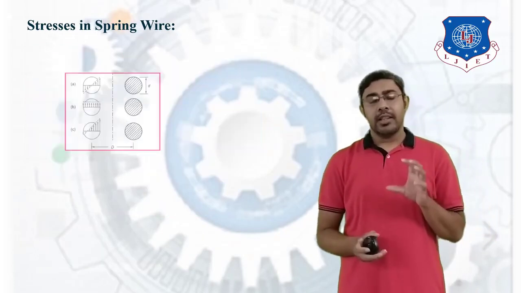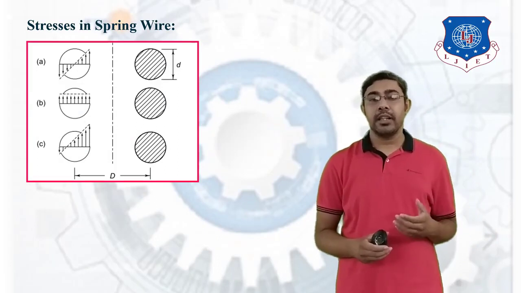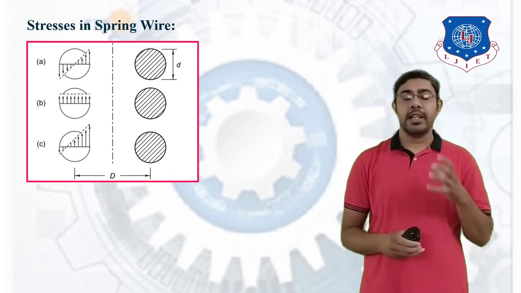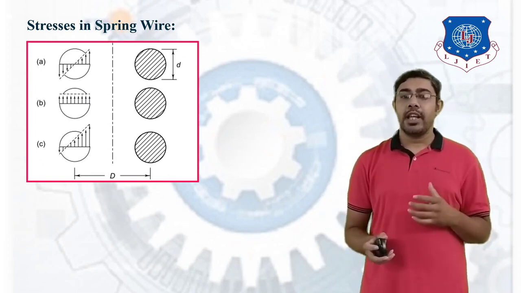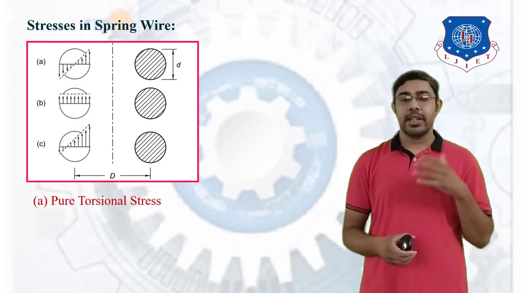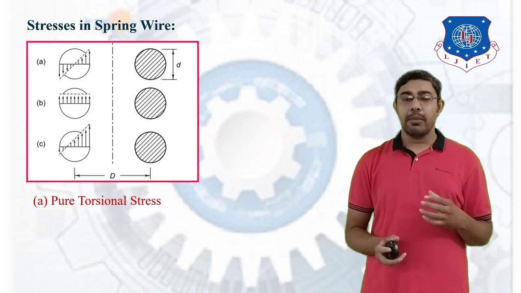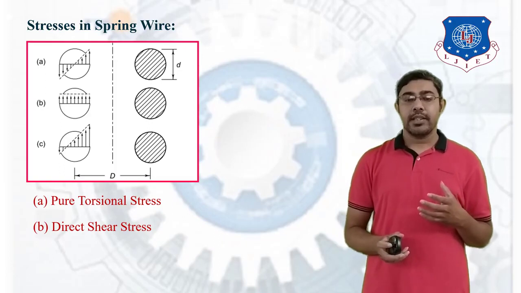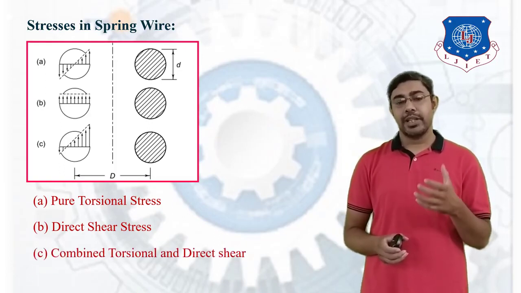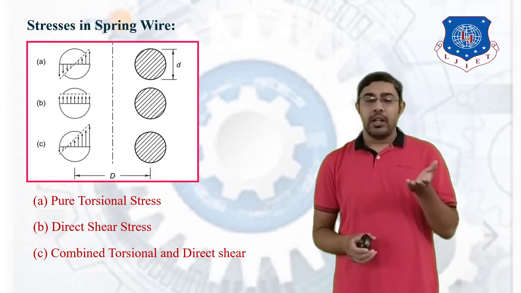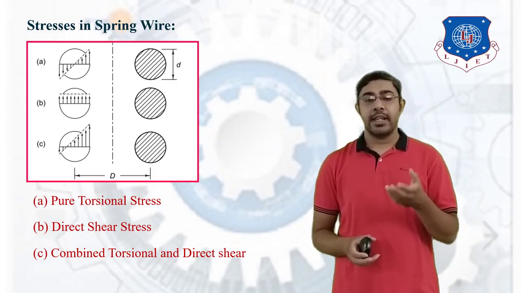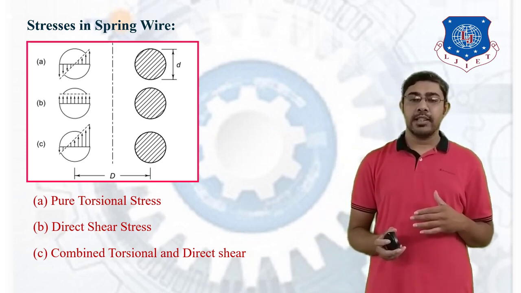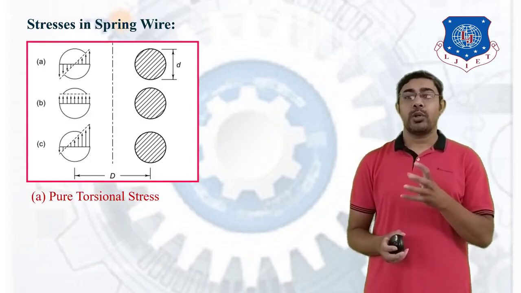Now consider the cross section of the spring wire. Here you can see three cross sections of spring wires, subjected to different stresses. Figure A shows the spring wire subjected to pure torsional stress. Figure B shows the spring wire subjected to direct shear stress, and figure C shows the spring wire subjected to combined pure torsional stress and direct stress. We have to learn these in this chapter one by one. So first consider case A, that is, the pure torsional stress.